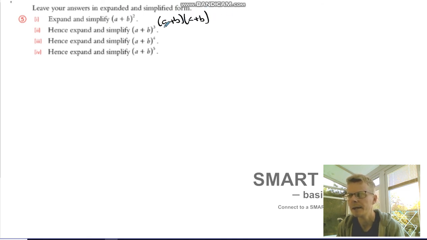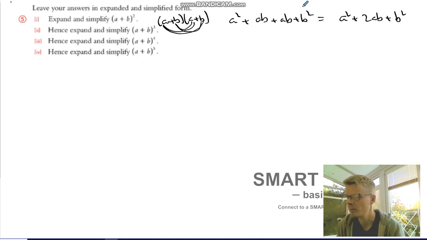So if I expand that, I get a squared plus a times b plus another a times b, or ba, which is the same, b times a is the same as a times b, so I'll just write ab again, plus b squared. Okay, and if I simplify that, and that's the important bit here, I get a squared plus 2ab plus b squared. Now, for a reason that you won't spot right now, I'm just going to write 1 there and 1 there. It's obvious it's 1, but just for a pattern that we're going to spot.